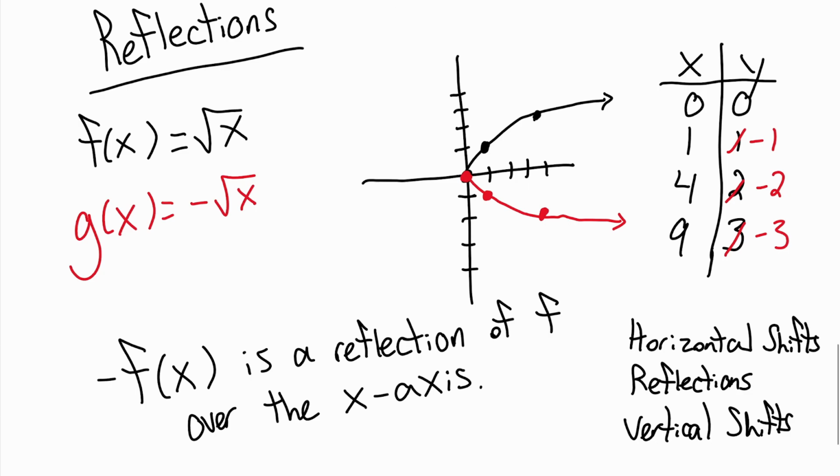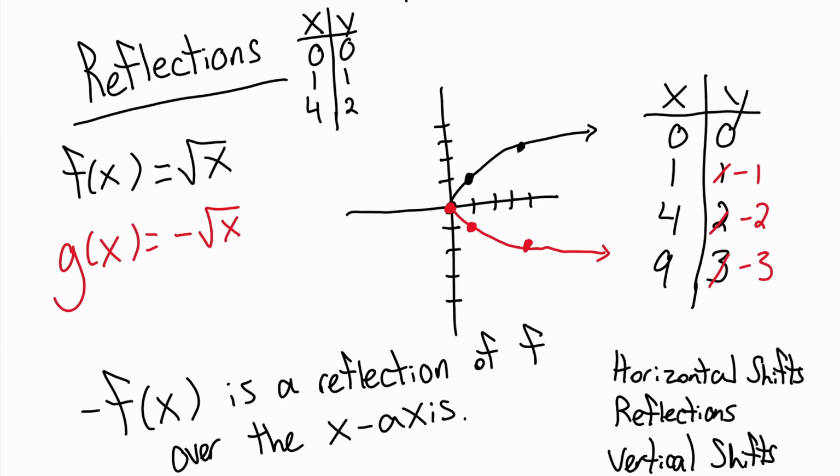Now, of course, if we have a reflection over the x-axis, naturally we're going to have reflections over the y-axis. So why don't we just stay on this graph and we can look at what that looks like. Okay, I wrote a new set of points up here at the top. So we'll do this one in green, I suppose. So let's look at this new function h of x equals the square root of negative x.